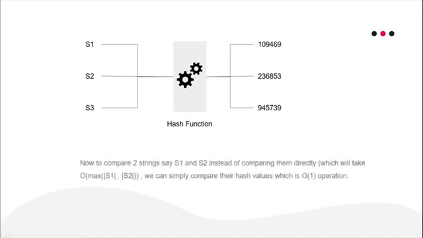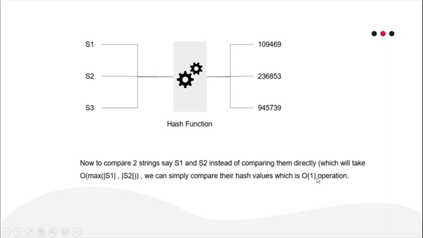Now if you want to compare two strings, say s1 and s2, instead of comparing the strings we'll be comparing their hash values, and this operation can be done in big O of 1 operation. This is the most important aspect of string hashing, that string hashing can be used to perform string matching. You can see that the string matching is actually independent of the size of the string, right? Because it's actually a big O of 1 operation.